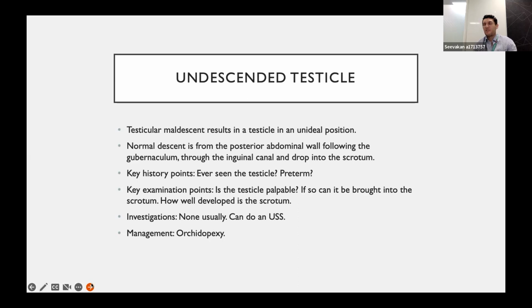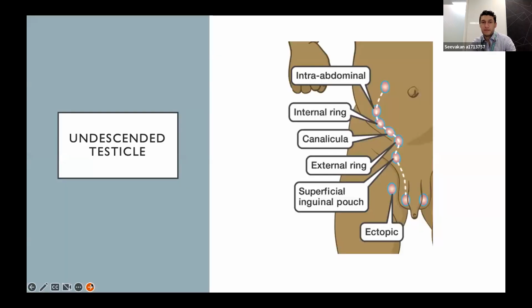The next thing to have a look at is to see how well the scrotum is developed. And the operation for it is what's called an orchidopexy, so a pexing or fixation of a testicle down. Here's a picture.